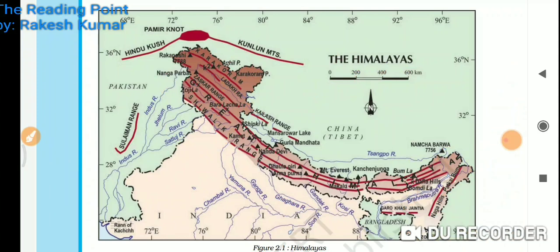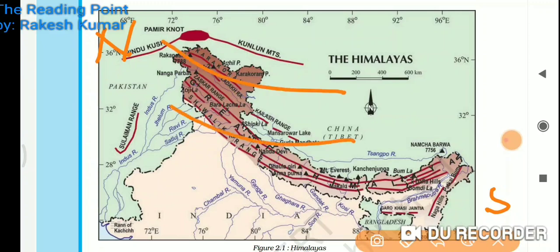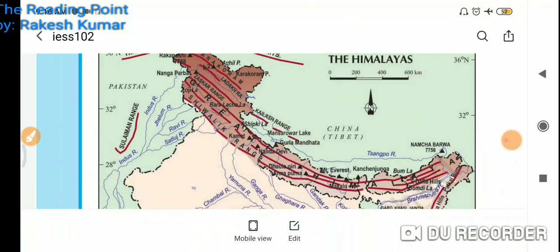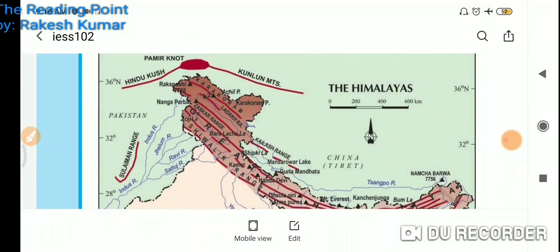The Himalayas consist of three parallel ranges from north to south. This is north and this is the south direction. So from north to south three parallel ranges are there. We are going to have a look at the three ranges. The first is Himadri, then Himachal and the Shivalik. Himadri is known as the Greater Himalayas.